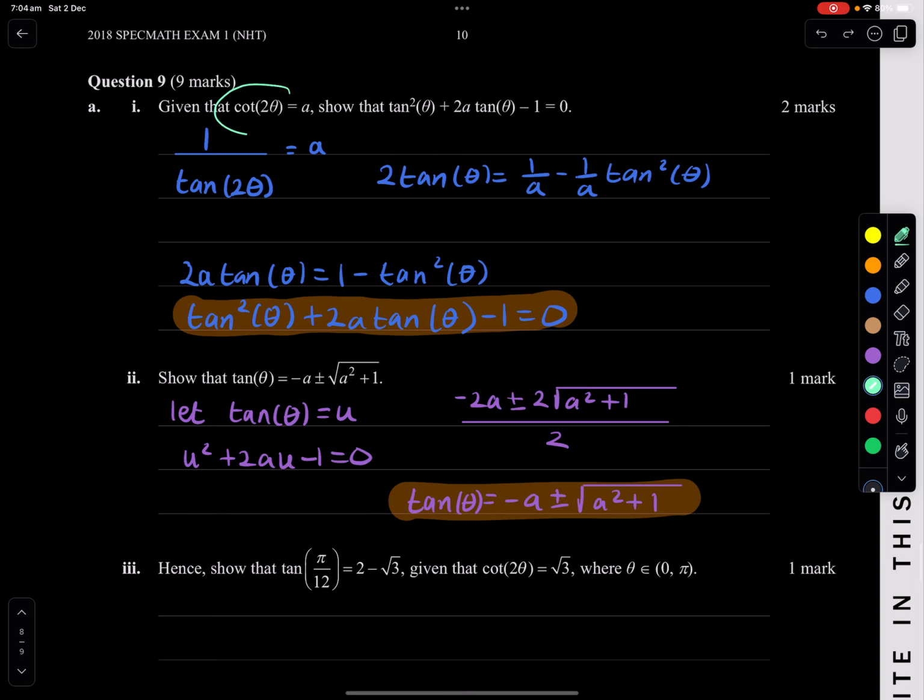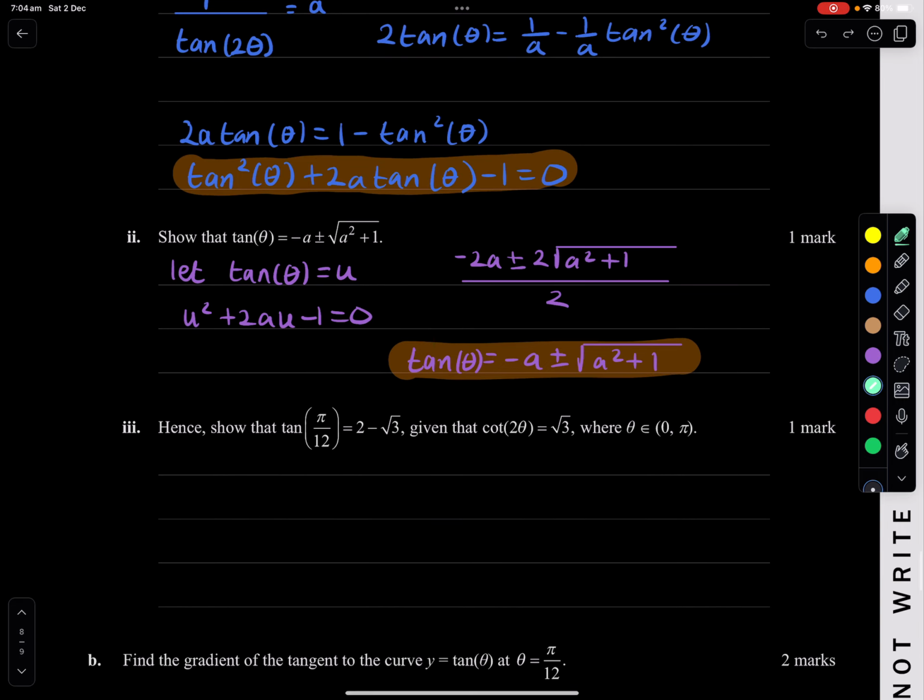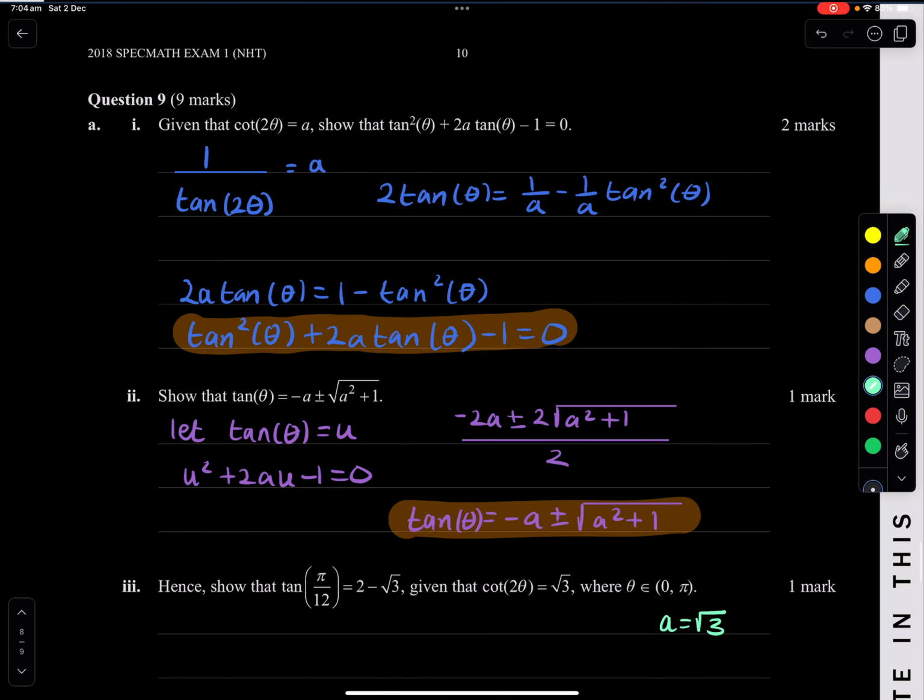For example, have a look at this. Cot 2 theta is equal to a. Well, in this case, our a value is root 3. Let's write that down, root 3. But we want to find tan pi over 12.